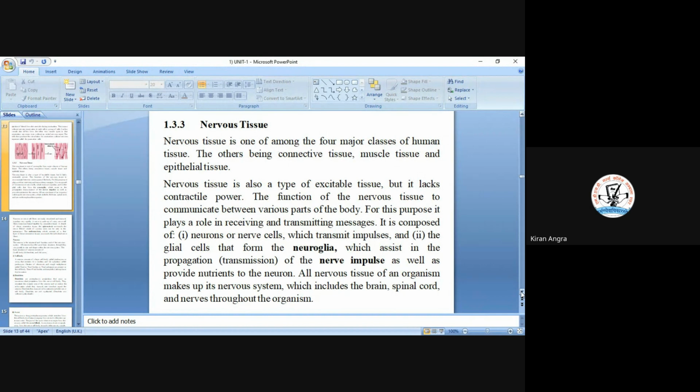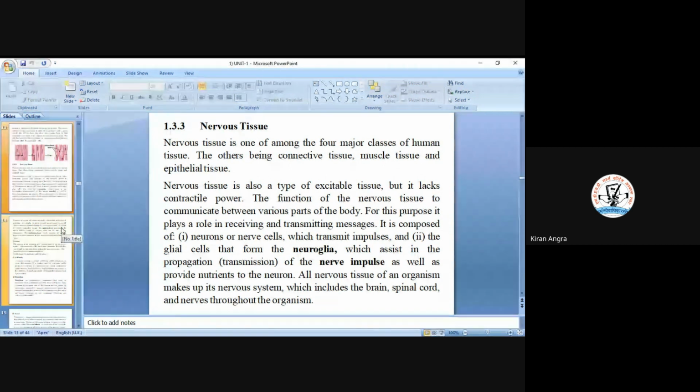There are some cells which are called neuroglia, which assist in the propagation of the nerve impulse, as well as provide nutrients to the neuron. All the nervous tissue of an organism makes up the nervous system. What is that nervous system? Brain, spinal cord, and the nerves throughout the organism, which we will take up in unit 2 with a better explanation of the nervous system.